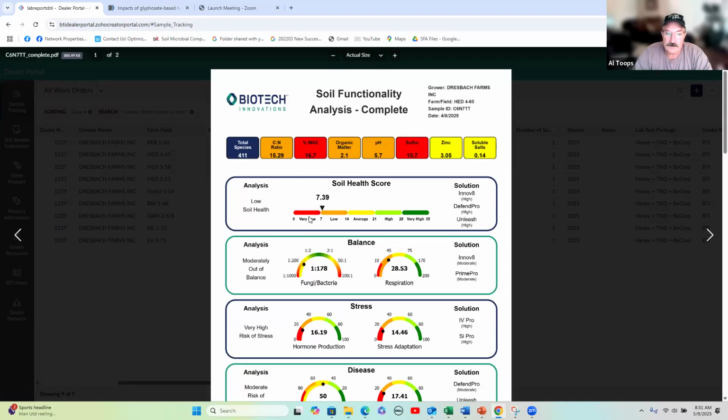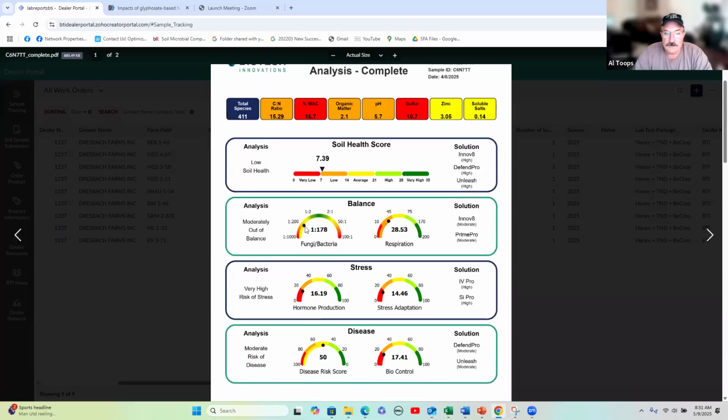And I've developed this color code from red to green to show that we want to get these green if possible. Then you remember on the genomics test, we had the fungi to bacteria ratio. That's what that is. This respiration number is right here. And from the stress adaptation to hormone production, this came off the genomics test. I just take that index that shows the total score, and I want to see that improve.